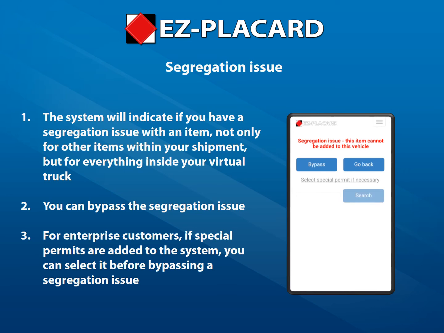If you are using an enterprise package, you will also have the possibility of choosing the special permit that allows you to bypass, if it is entered in the EZ-Fleet Dispatchers module.